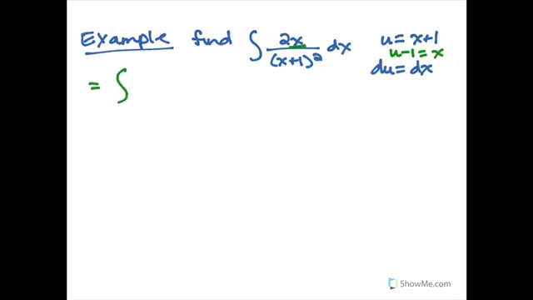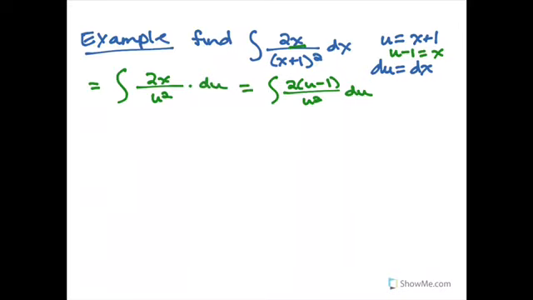So this is going to turn into the integral of 2x over u squared, and then I replace my dx with a du. So do you see why I'm going to need to solve for x? Okay, so we're going to replace the x with u minus 1. So I'm going to have 2 times (u minus 1) in the numerator over u squared du. Now that still doesn't look like something easy to integrate.